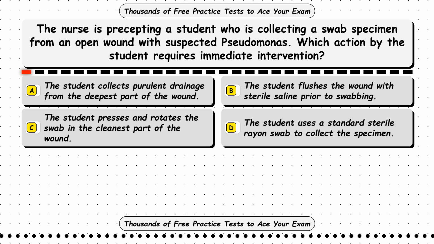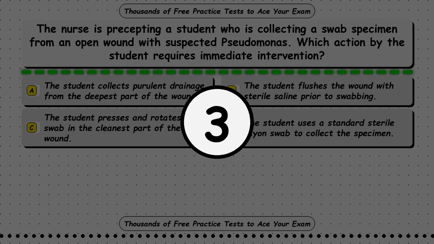Question 19. The nurse is precepting a student who is collecting a swab specimen from an open wound with suspected Pseudomonas. Which action by the student requires immediate intervention? Option A. The student collects purulent drainage from the deepest part of the wound. Option B. The student flushes the wound with sterile saline prior to swabbing. Option C. The student presses and rotates the swab in the cleanest part of the wound. Option D. The student uses a standard sterile rayon swab to collect the specimen.